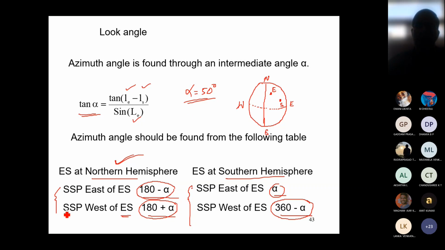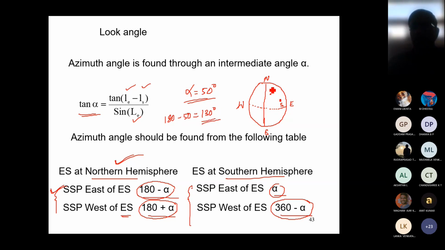And while checking the other two conditions, like whether the sub-satellite point is east of the Earth station, let us check. This is the sub-satellite point and this one is the Earth station. So the sub-satellite point is towards the east, which means this second condition is satisfied. Then your azimuthal angle will be 180 degree minus alpha. Alpha is 50 degree, so 180 degree minus 50 degree, you will get 130 degree.